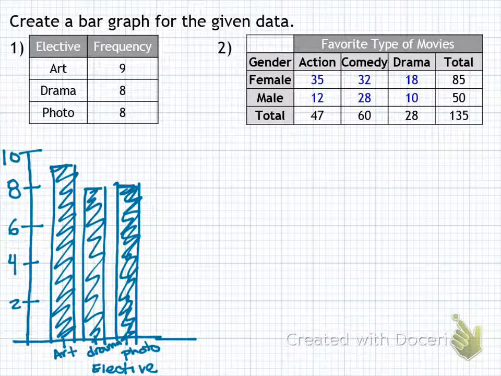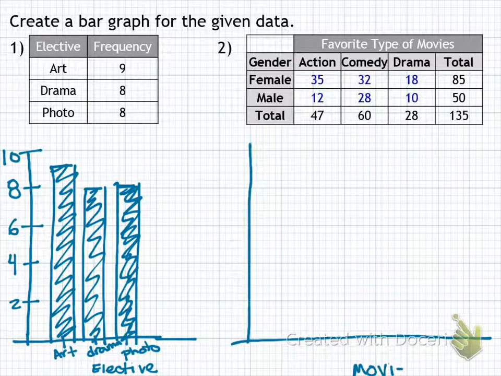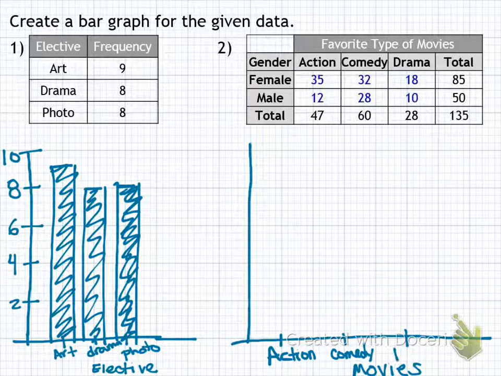Okay, so pretty simple, not super interesting, but it still gives us a visual representation of the data that we had. Okay, number 2 is a little more interesting. So I have favorite types of movies, but I also have gender. So I'm going to pick to list the favorite types of movies as the categories on my x-axis. Okay, so I'm going to do action, comedy, then drama.